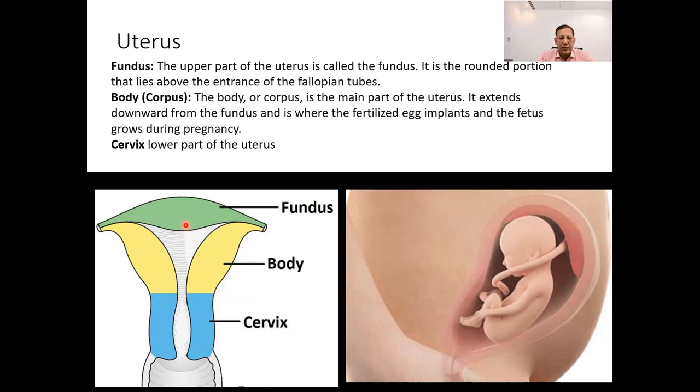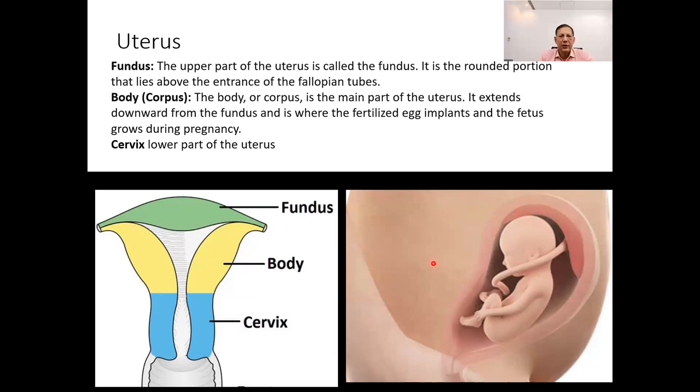The myometrium is the muscular layer of the uterus and makes up the majority of its thickness. During pregnancy, the myometrium undergoes hypertrophy, or you can say enlargement, and becomes more contractile to accommodate the growing fetus and assist in labor during childbirth. The contractions of the myometrium play a crucial role in expelling the baby along with the placenta during delivery.